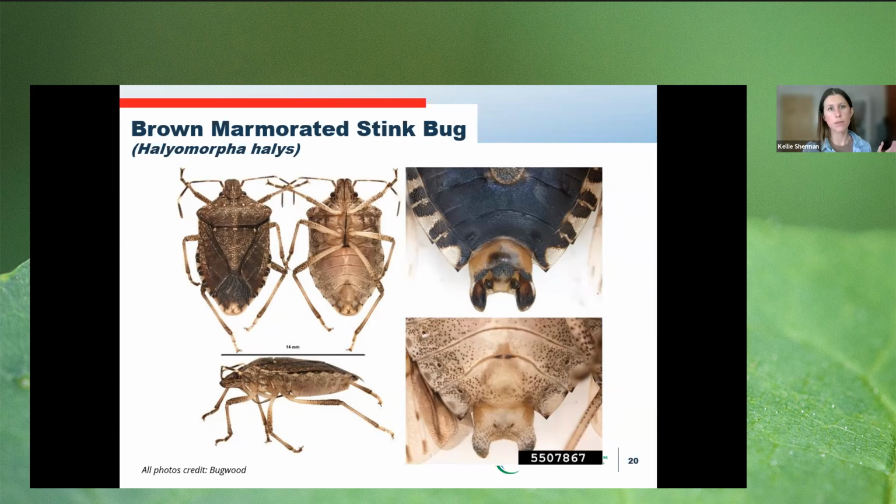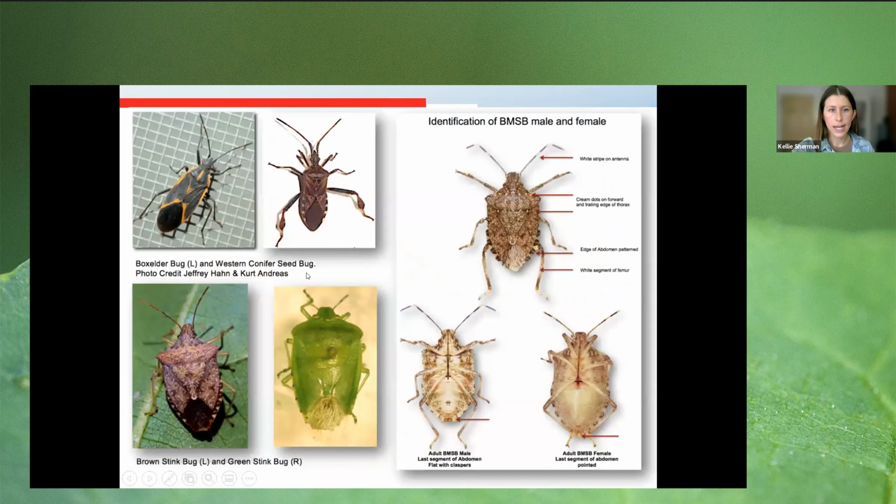So signs and symptoms of damage would be things like destroyed tissue of fruit, hardened flesh of fruit, that kind of thing. And so you can see here just some other lookalike species. The top ones are a little bit more distinctive, the box elder bug, that kind of thing. But you can see the brown stink bug at the bottom left has those more pointed shoulders. And then to the right is the BMSB, and it's more rounded.